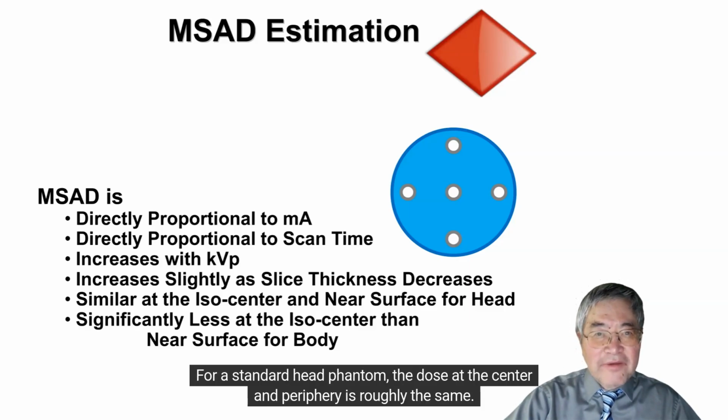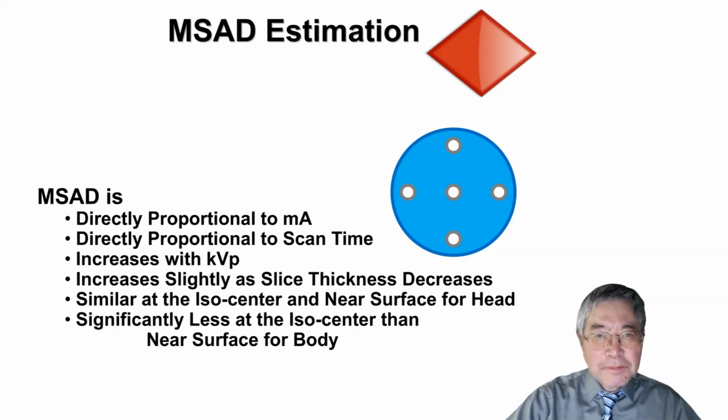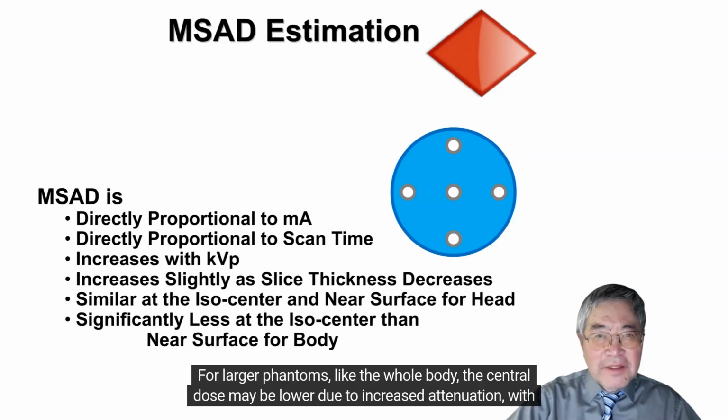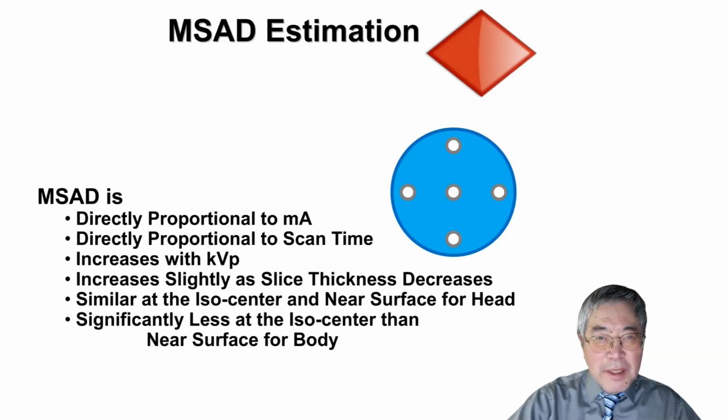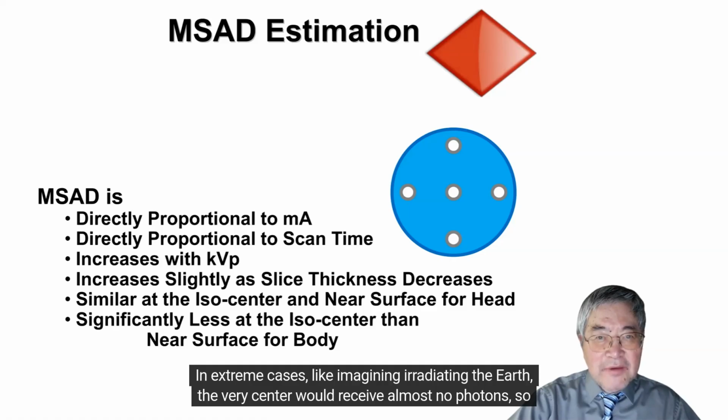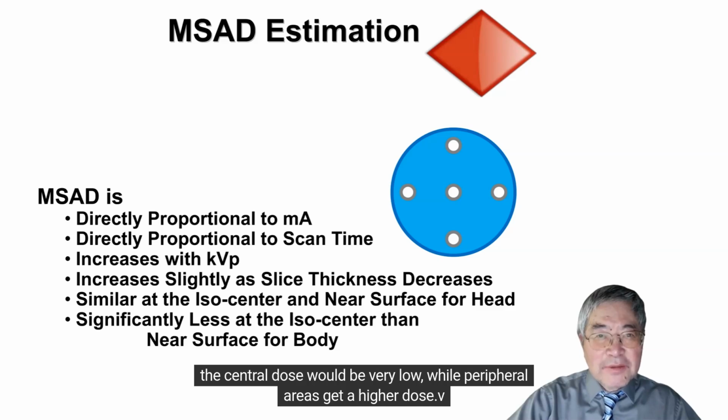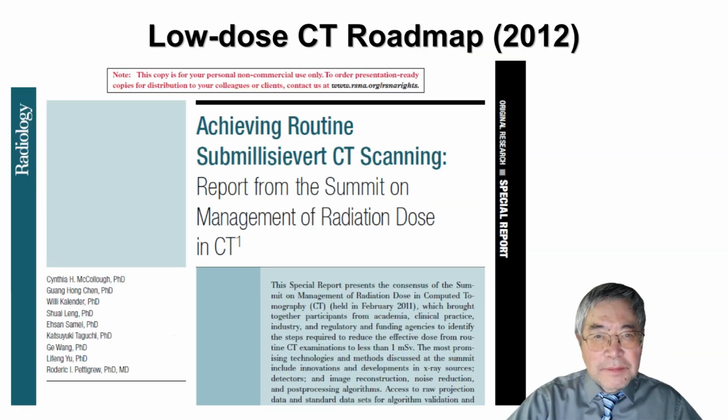For a standard head phantom, the dose at the center and periphery is roughly the same. For larger phantoms, like the whole body, the central dose may be lower due to increased attenuation, with a higher dose in peripheral regions. In extreme cases, like imagining irradiating the Earth, the very center would receive almost no photons, so the central dose would be very low, while peripheral areas get a higher dose.